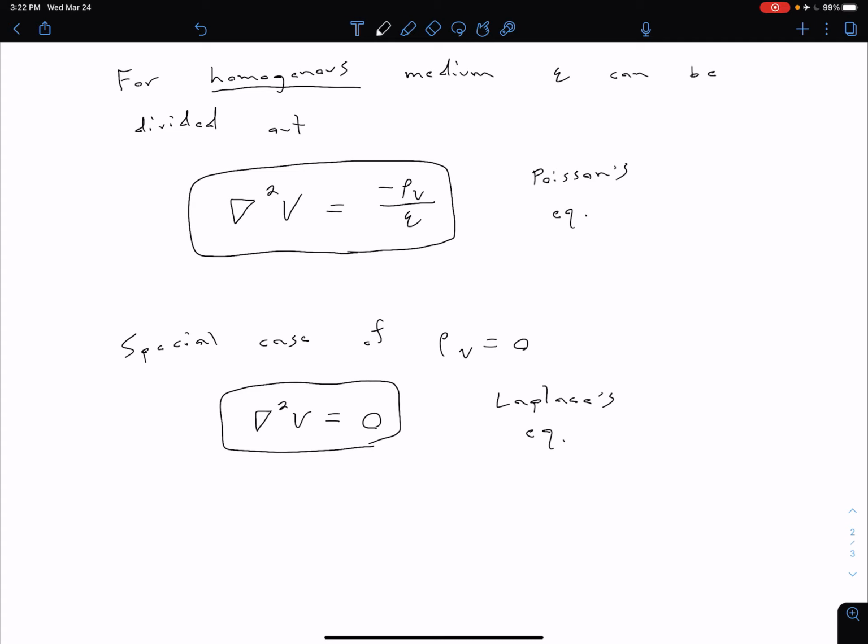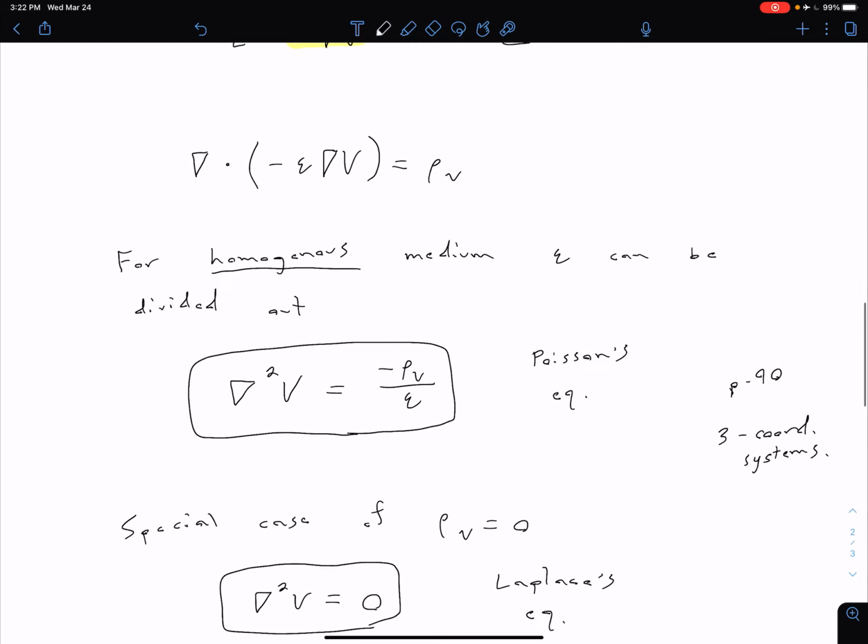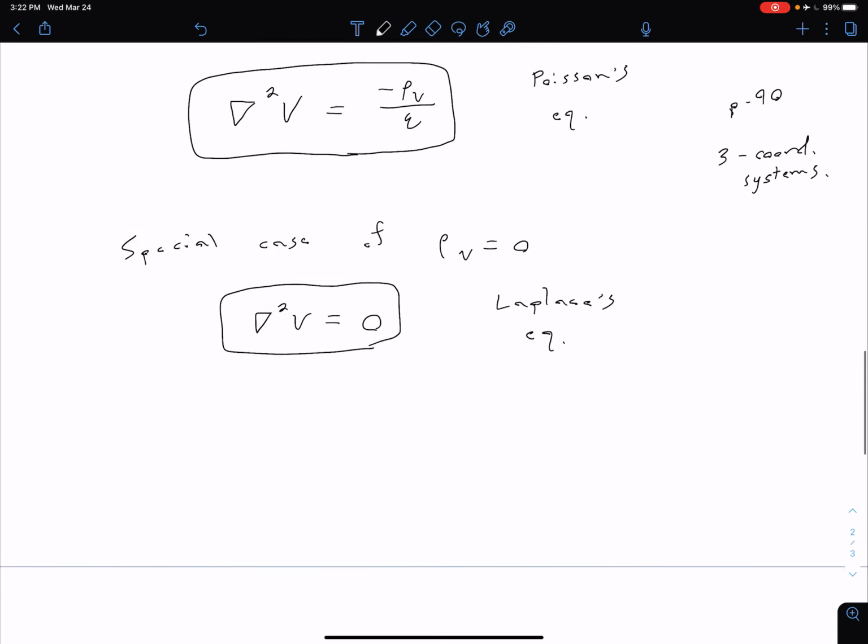And so, as I've sort of alluded to, this is the same Laplacian operator that we've seen before when we were talking about our vector calculus. So you can go back to page 90 in the textbook to see where those equations are, or also in the end cover of the textbook. So those Laplacian operators are given for all three coordinate systems. So remember, we looked at that for Cartesian, cylindrical, and spherical coordinate systems. So that's sort of the main equations that we're going to be using for this Laplace and Poisson approach.